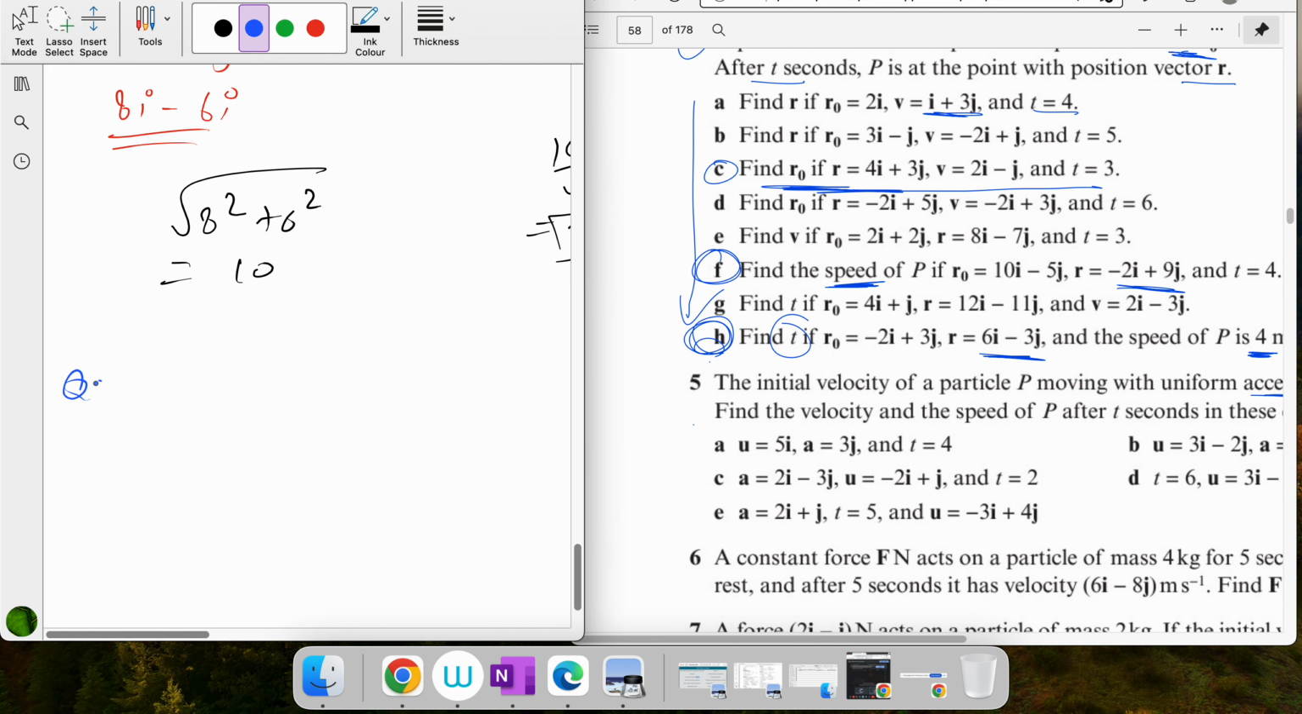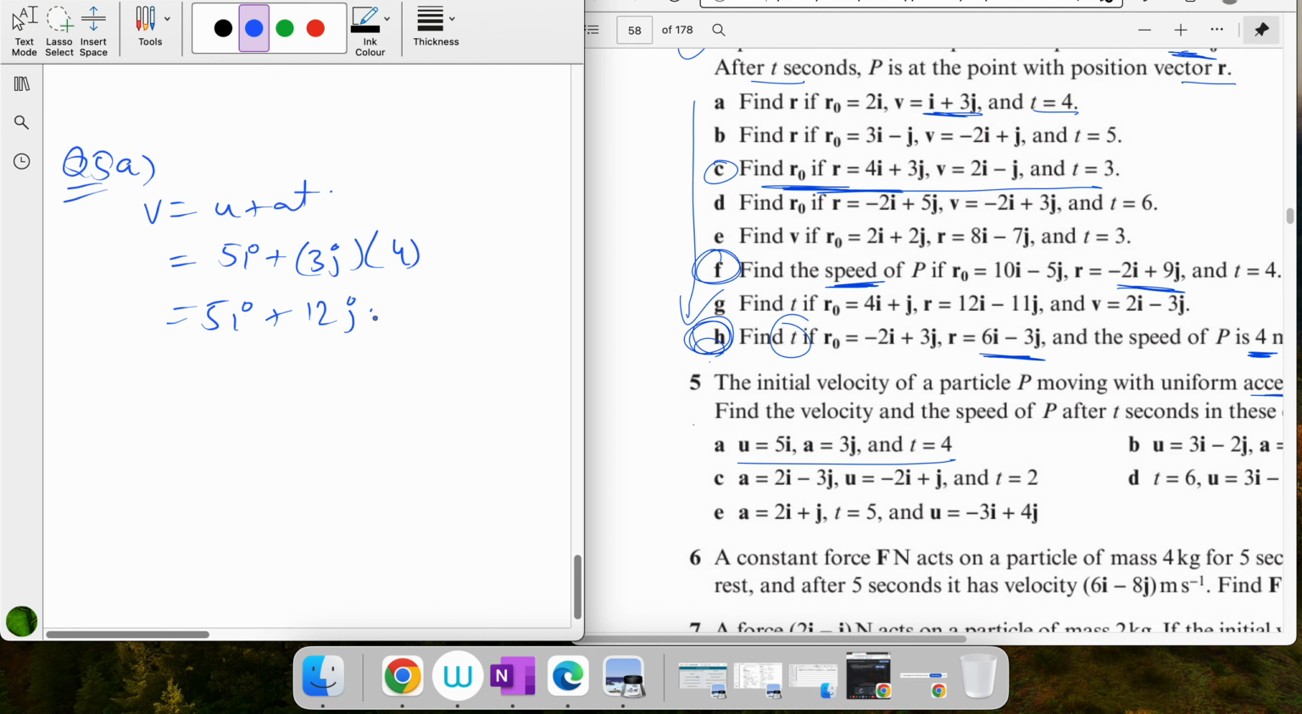So question number 5, a part. V equals u plus at, simple plug in. U is given, that is 5i in this case. Acceleration is given, that is 3j, and time is given, that is 4 seconds. So 5i plus 3, 4 times is 12j. Velocity is 5i plus 12j. If this question would have asked for speed, we would find the magnitude.